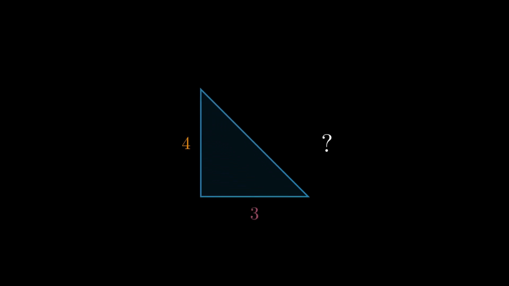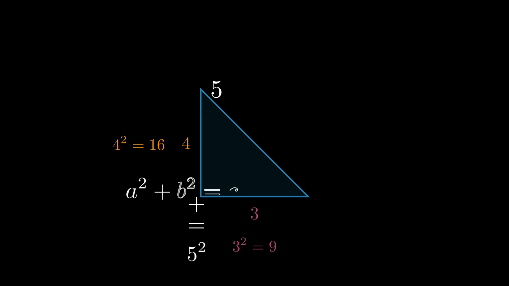Here's a triangle. Which side is the longest and by how much? Guess before I tell you. If you've seen a right triangle before, you know the shortcut. 3 squared plus 4 squared equals something squared. That something is 5. 9 plus 16 is 25, and the square root of 25 is 5.